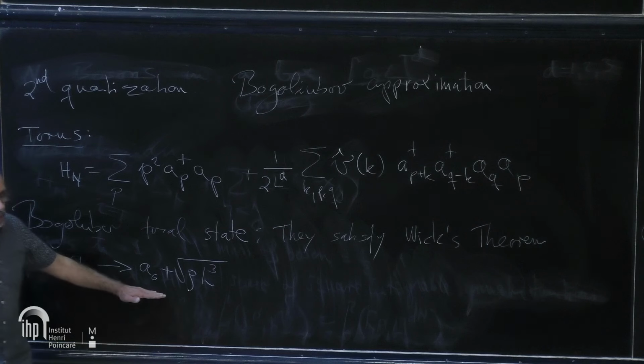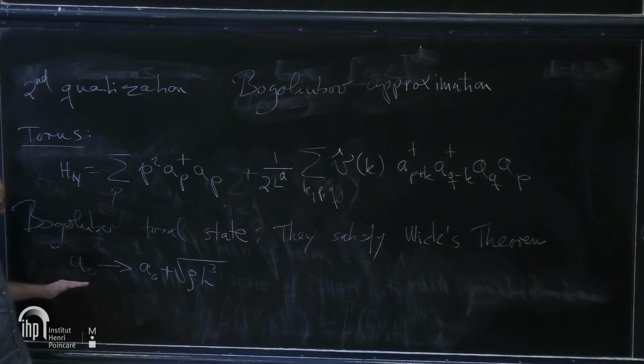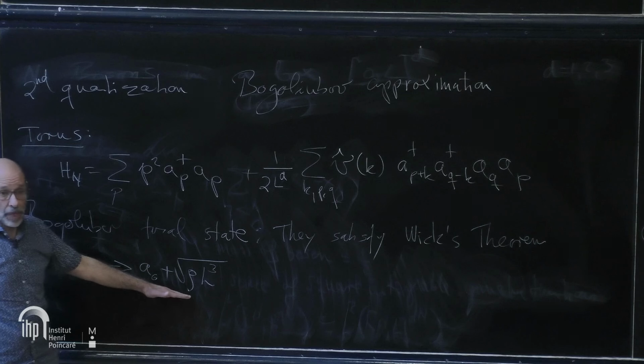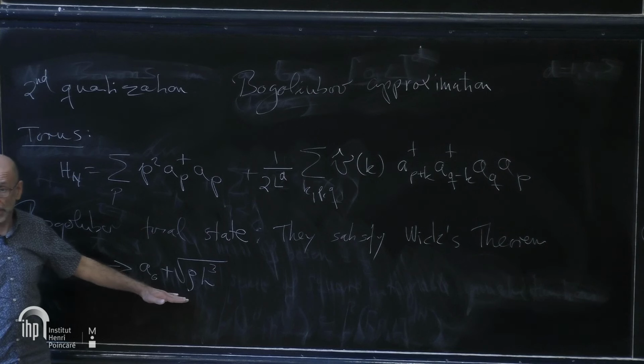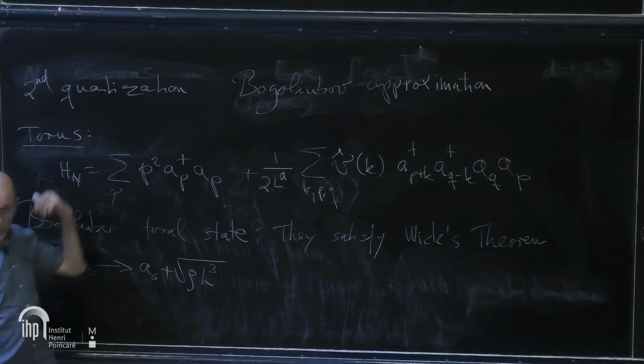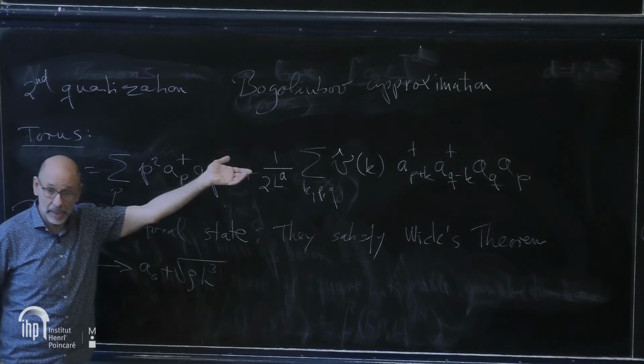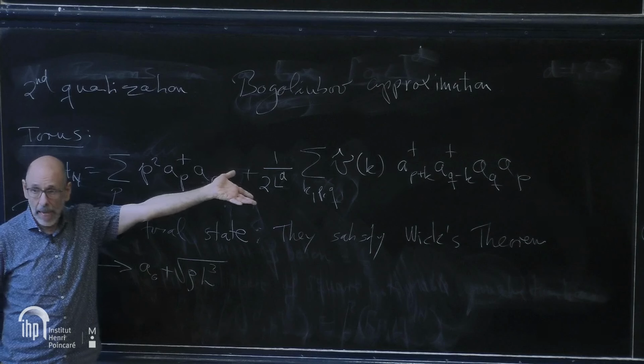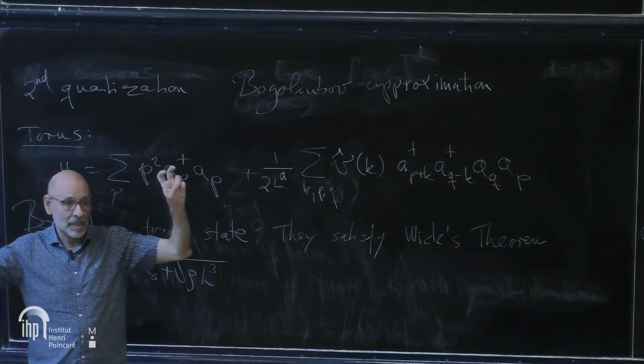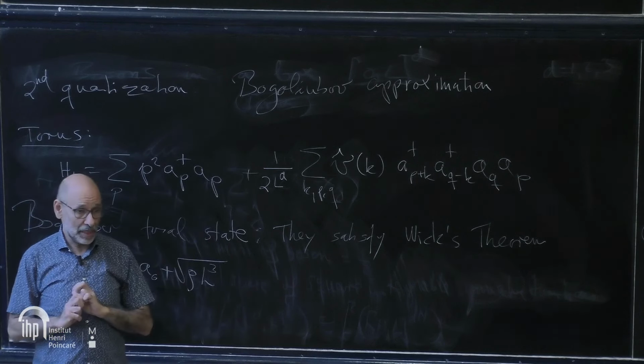Now, this is done just by replacing a naught by a naught plus square root of some number, and not changing all the other a's. That's just a unitary transformation. So I can do this unitary transformation first, then I replace the Hamiltonian by a unitarily equivalent Hamiltonian, and then I try that out in a state that satisfies Wick's theorem.